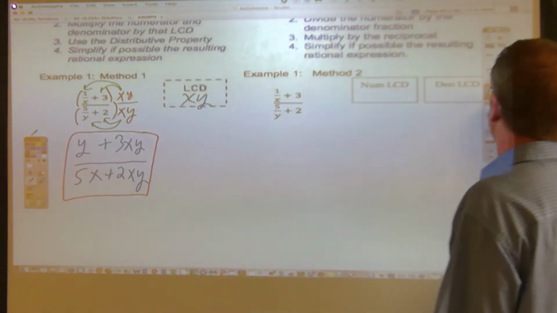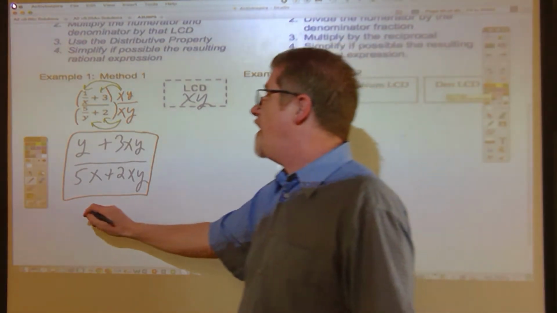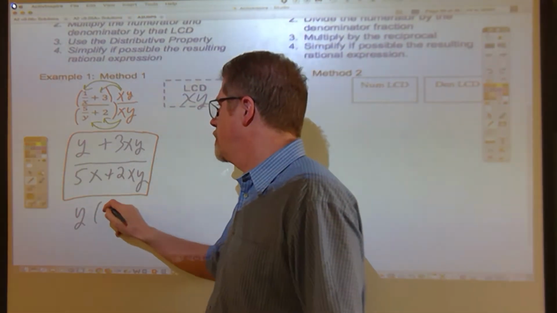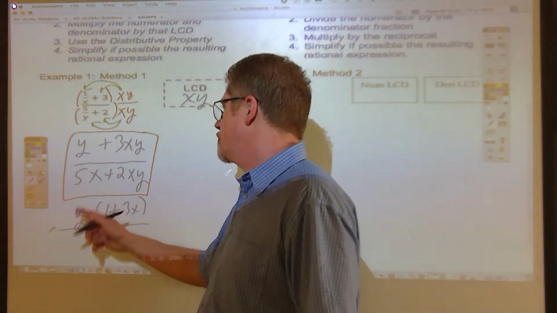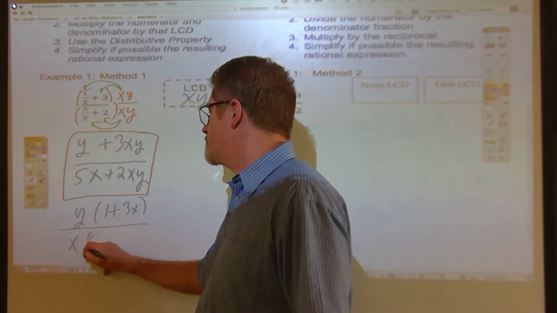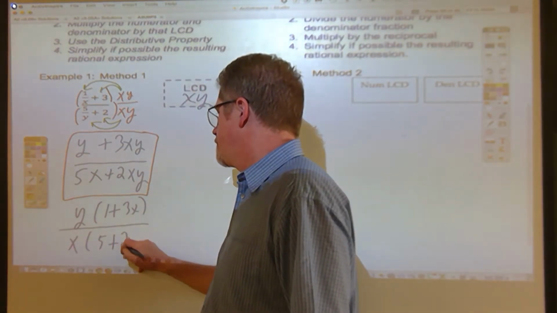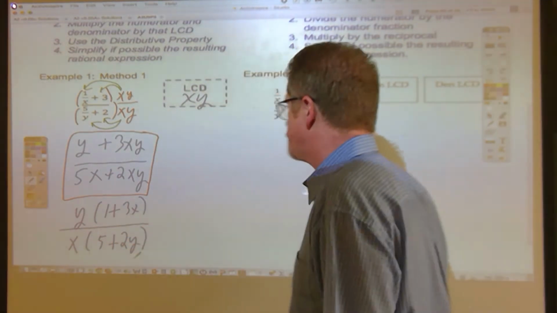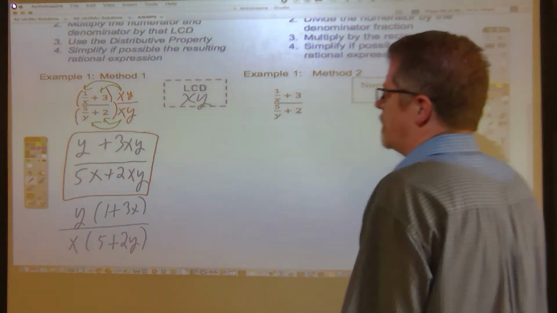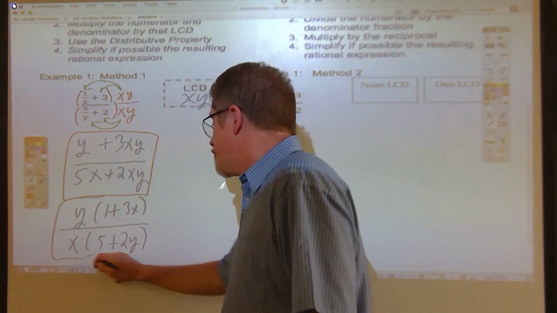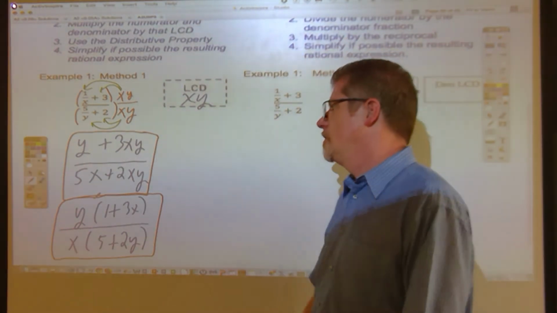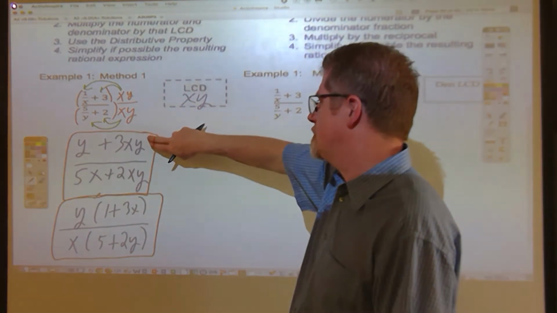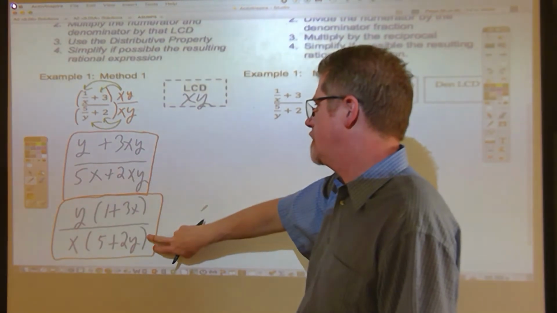Now, it's a good discipline to factor both the numerator and denominator, just in case some additional canceling might occur. Notice how the denominator has a common factor of x. So, there are some ways in which this answer is preferred, but both are acceptable. Notice I just factored out a y, factored out an x.